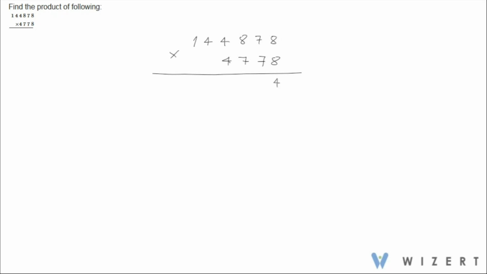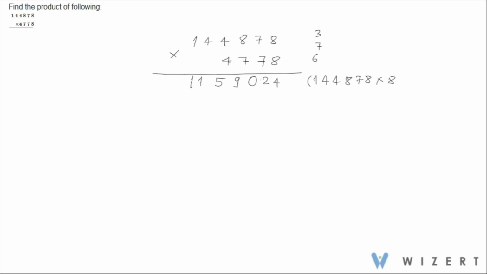8 8s are 64. 7 8s are 56 plus 6 is 62. So we again have a 6 here. 8 8s are 64 plus 6 is 70. 8 4s are 32 plus 7 is 39. 8 4s are 32 plus 3 is 35. So again we have a 3 carried. 8 1s are 8 plus 3 is 11. So this is the first row of multiplication.